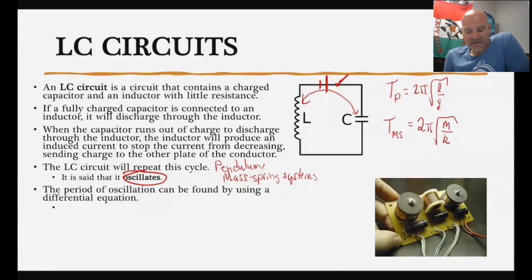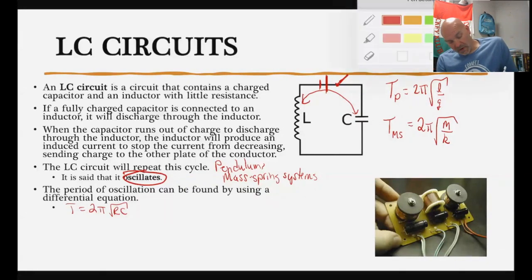All right. So the period of oscillation for this, because it's going to go back and forth, back and forth, can be found using a differential equation. Again, I'm not going to show you that because it would make this video go from maybe 9 minutes to 20 minutes, but I'll give it to you. So T equals 2 pi root RC.